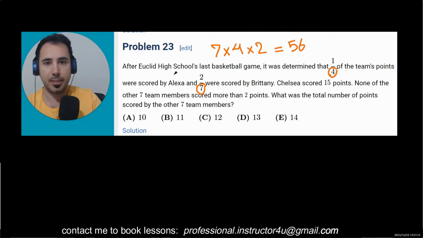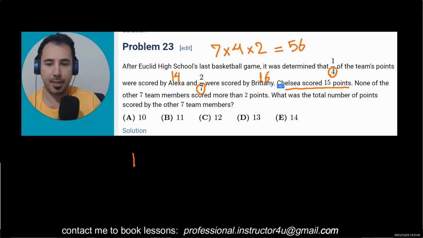So that would be 14 by Alexa. Two sevens of this, okay. So that would be 8 by Brittany, this would be 16. Remember, you just have to divide this number by 7, which gives you 4 times 2, 8, and then you multiply it by 2, which is 16 that I wrote here. Nothing complicated. And then 15 is scored by Chelsea.